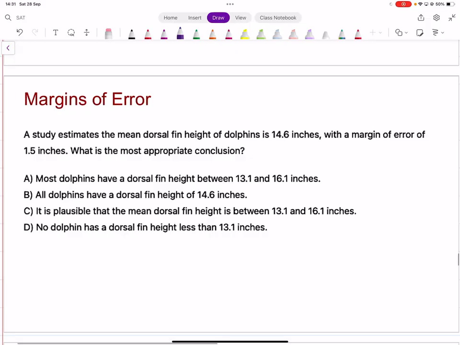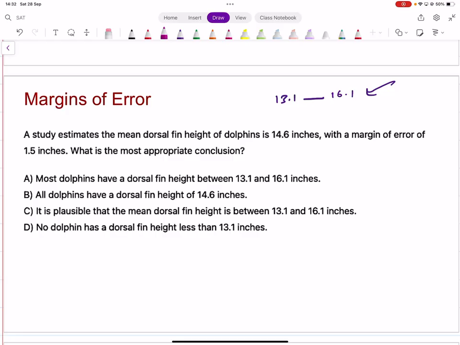Okay, let's have a look at this. A study estimates the mean height of this particular type of dolphins is 14.6 inches with a margin of error of 1.5 inches. What's the most appropriate conclusion? 14.6 inches is our estimate with a margin of error of 1.5. So what does that tell us? 14.6 plus minus 1.5? 13.1, and 16.1. It's likely to be between this interval. Okay.